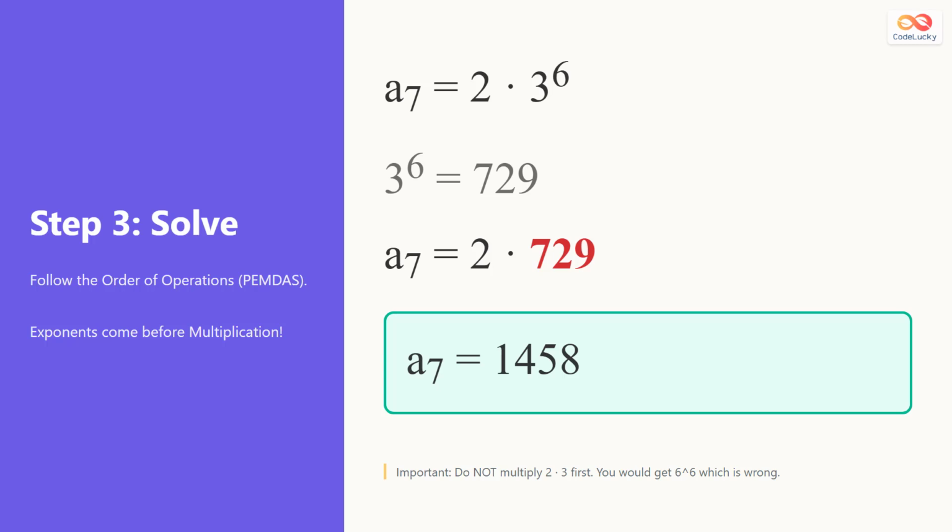Now we calculate the result using the order of operations. Exponents come first, so we calculate 3 to the power of 6, which is 729. Finally, we multiply that by 2. The result is 1458. That is the seventh number in our list.